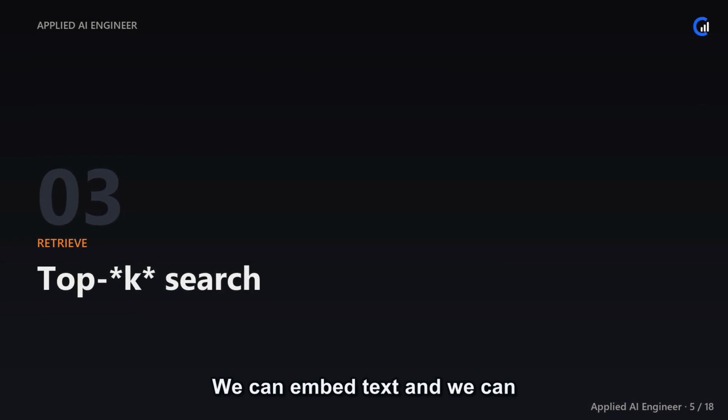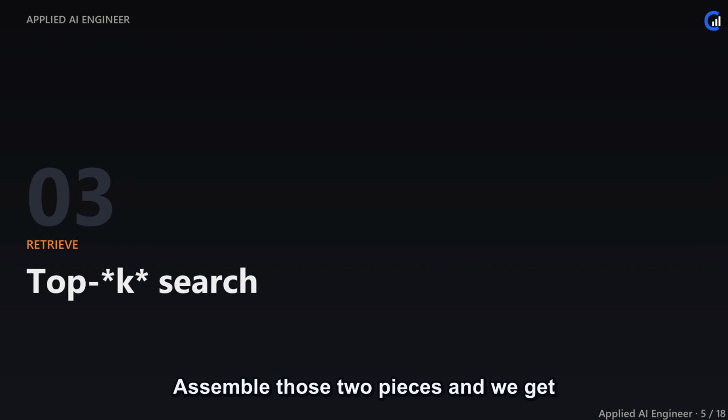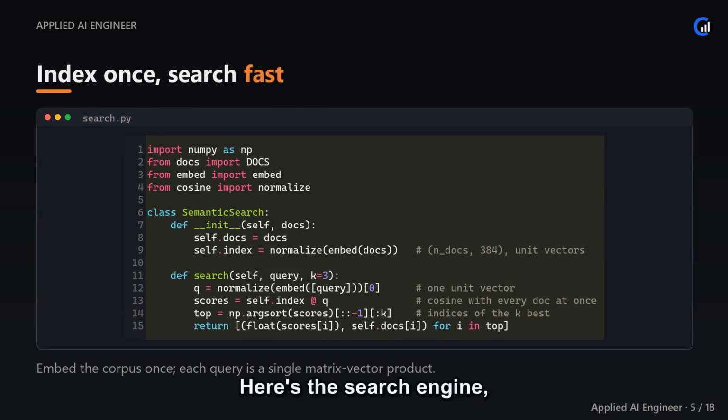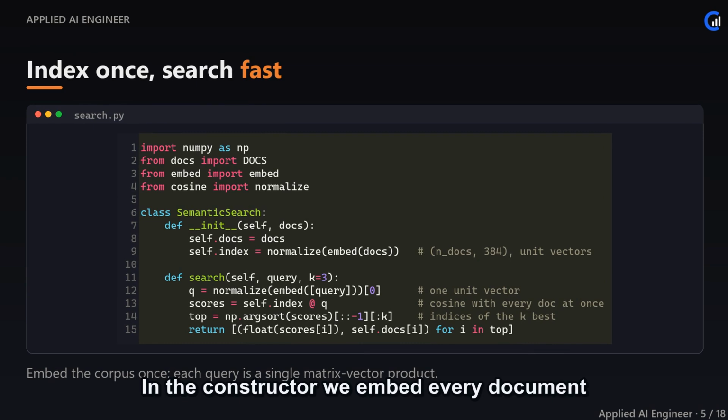We can embed text, and we can score a pair. Assemble those 2 pieces and we get a real search engine. Embed the corpus once, then for any query return the k nearest documents. Here's the search engine, and it's barely a dozen lines. In the constructor we embed every document once and normalize them. That's our index, built ahead of time.